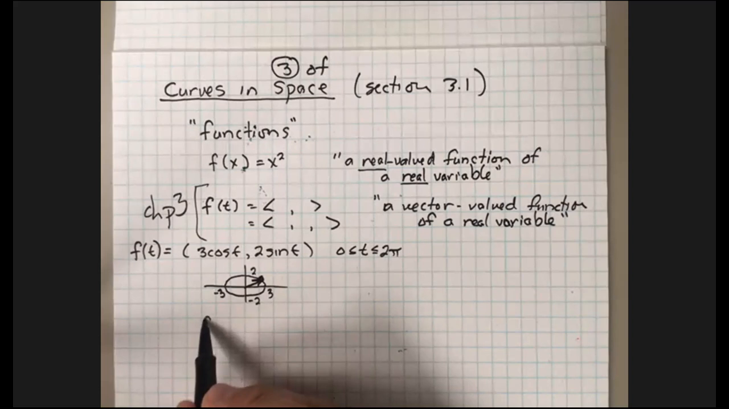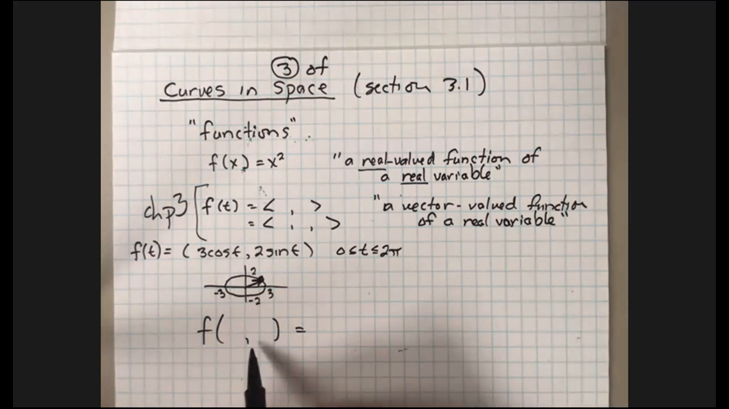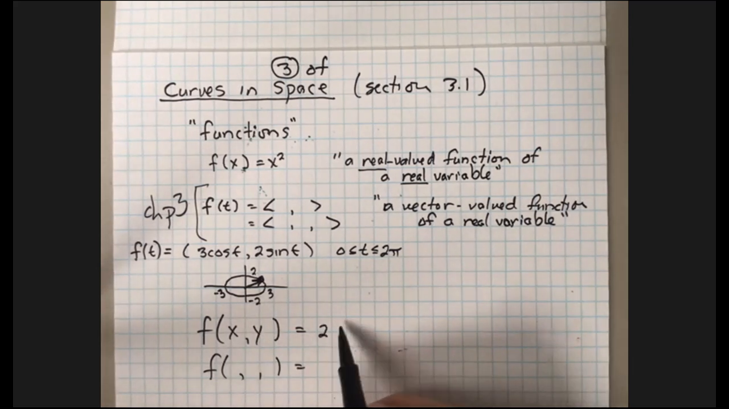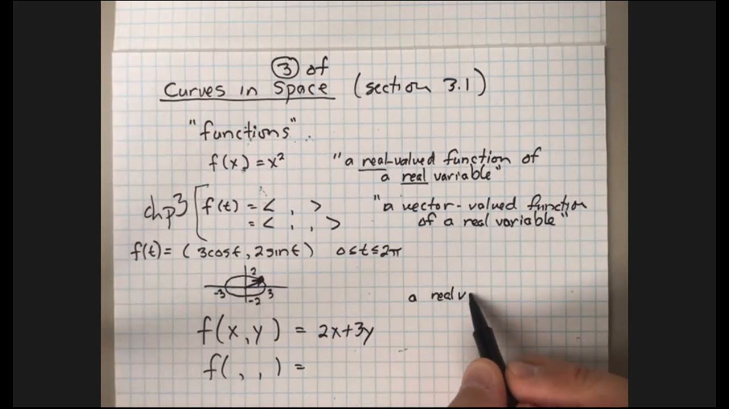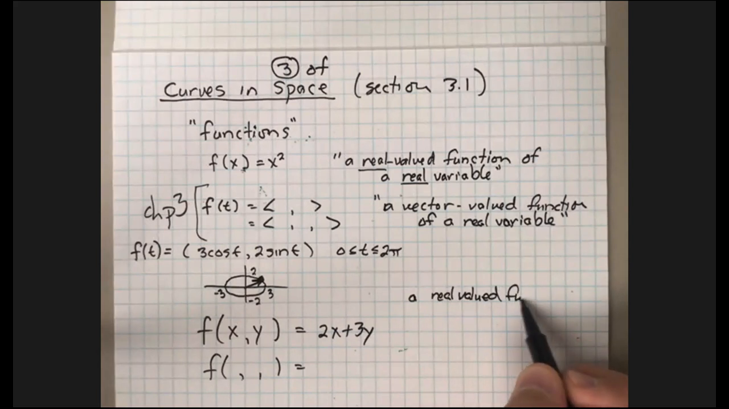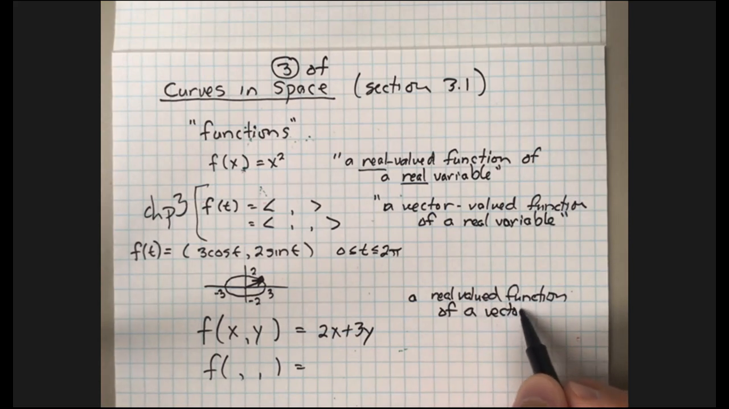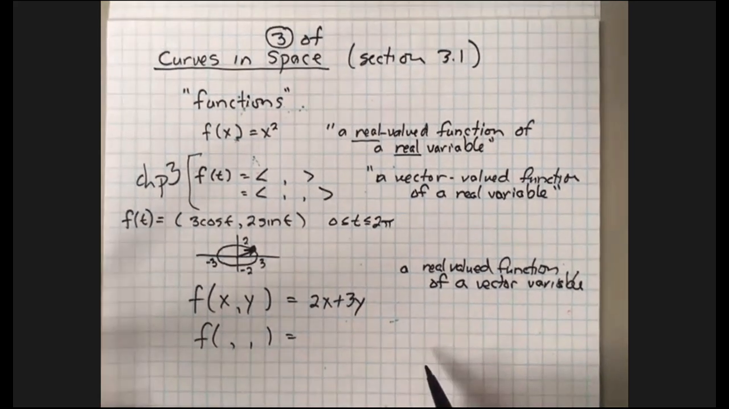Now you could turn that around. You could put a pair of numbers in and get a real number out. You could put 3 numbers in and get a real number out. How about f of x,y equals 2x plus 3y? That is a real valued function of a vector variable. Now we're just setting the groundwork here for chapter 3.